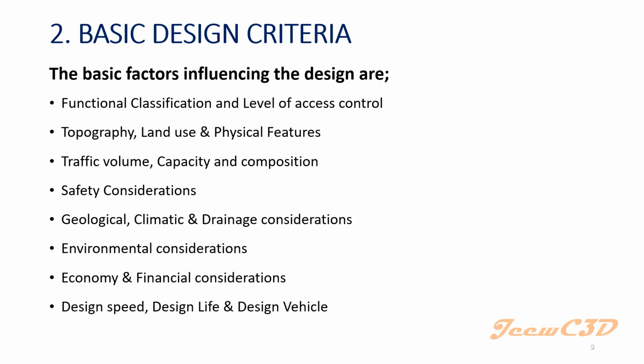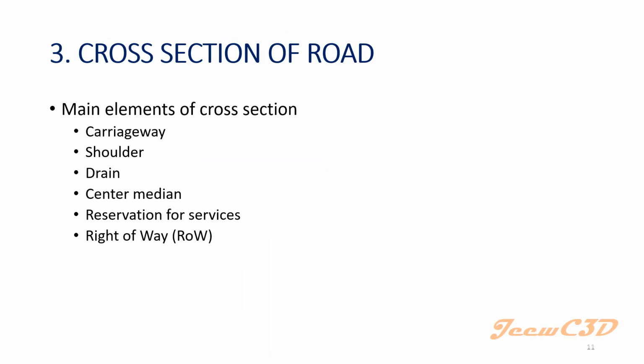So these are the main things we have to consider when doing geometric design. Then I will move on to the cross section of the road. That is the last part we are discussing in this session. So what is the cross section of the road? These main elements of the cross section of the road are extracted from the RDA design guidelines.